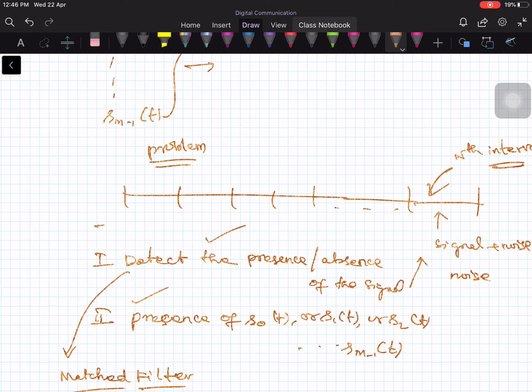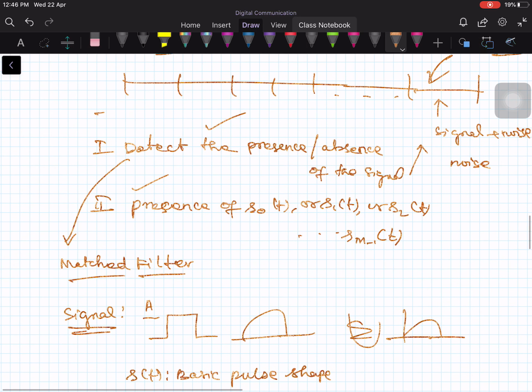So in the demodulation process, the first step is we need to know whether the signal is present or absent. So we need to detect the presence or absence of the signal, first step. And the second step is to decide which waveform was transmitted. To detect the presence or absence of the signal, we are going to use something called a matched filter.